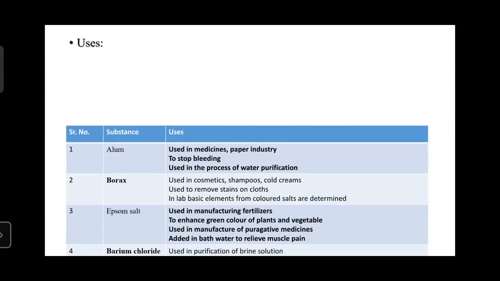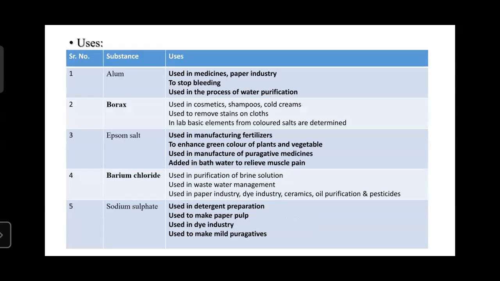Now, uses of them. Alum is used in medicines, paper industry, to stop bleeding, and in the process of water purification. Borax we use in cosmetics, shampoos, cold creams, to remove stains on cloth, and in the lab, as a basic element for colored salts to be determined. Epsom salt is used for manufacturing fertilizers, to enhance green color in plants and vegetables. Barium chloride is used for purification of brine, wastewater management, again paper industry, dye industry, ceramic, oil purification, and pesticide. Sodium sulfate is usually used in detergent preparation, paper pulp making, dye industry, and as a mild purgative.